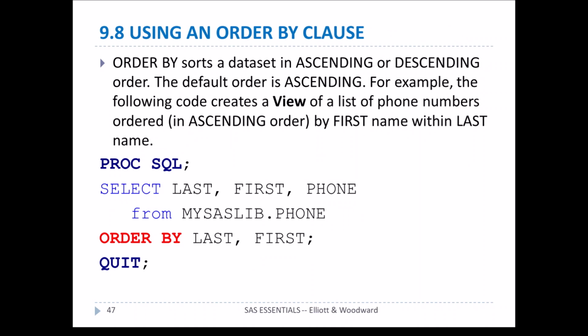All right, let's look at section 9.8, using an order by clause. So we've seen order by, but order by sorts a data set in ascending or descending order. The default is ascending. For example, the following code creates a view of phone numbers ordered in ascending order by last name, and then first name within last name. So here we have select last, first, and then phone from a list of phone numbers. And we're going to order it by last, comma, first. Now again, this is halfway similar to proc sort, where we're going to order by last, and then within last names that are the same, we'll order by first name.